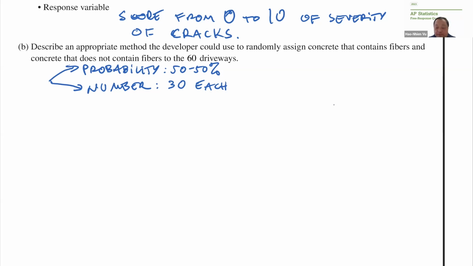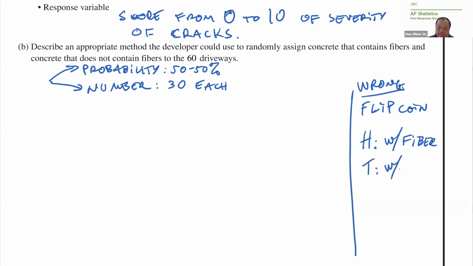Here's an answer that would be wrong. You flip a coin. Great, so that's 50-50. Heads with fiber, tails without fiber, 50-50, but it may not guarantee 30 each, because there is an extremely high likelihood that if you flip a coin 60 times, there will be more of one than the other, either more heads than tails or more tails than heads. So that would be a wrong answer.